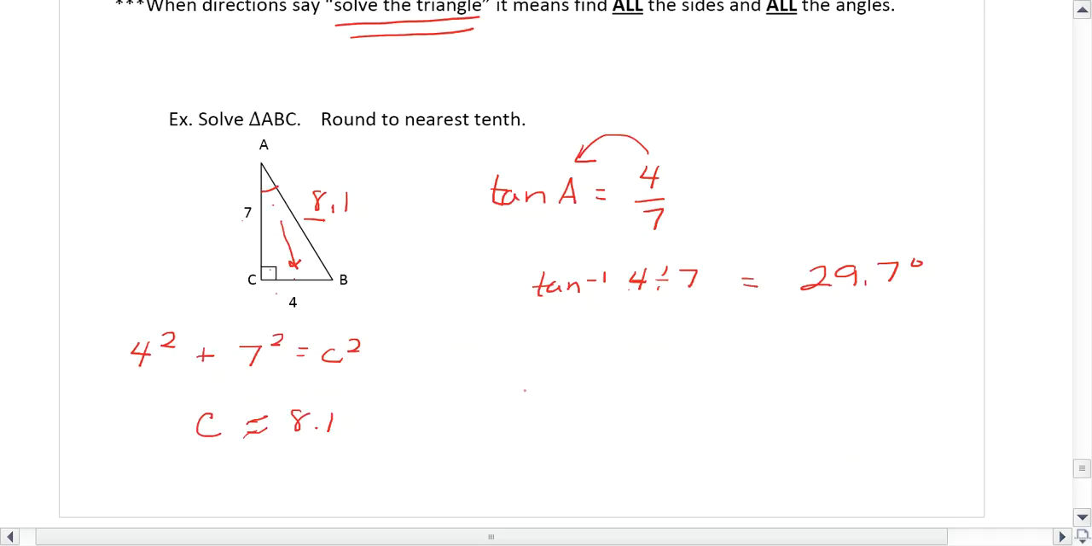Now you can use trig to find angle B, or you could go back to the fact that you learned in geometry that the three angles in a triangle add up to 180. So you could just take 180, subtract your 90, and then subtract angle A, and find that angle B is 60.3 degrees. Now we have found everything, all three sides, and we know all three angles. We have solved the triangle.